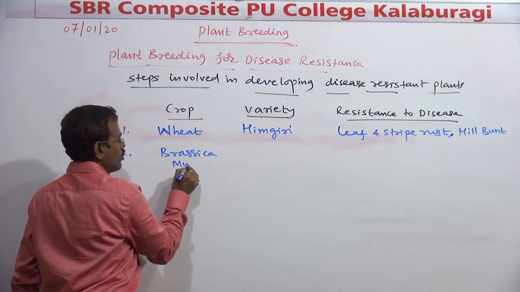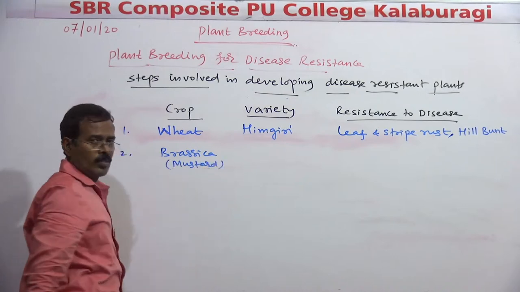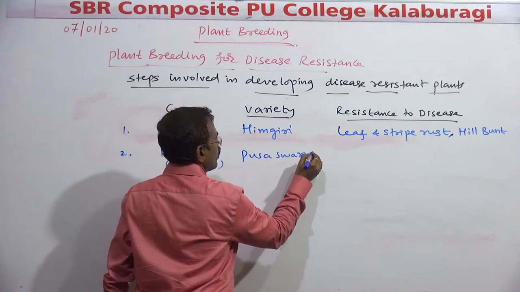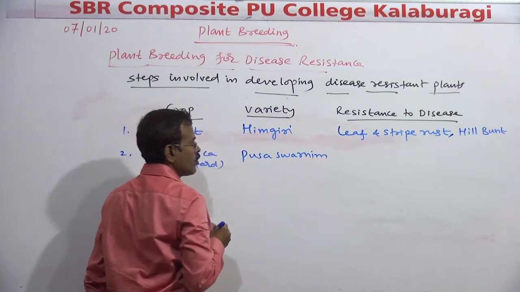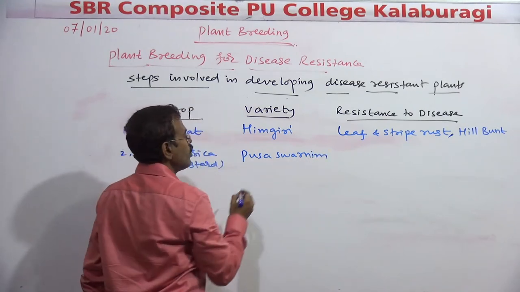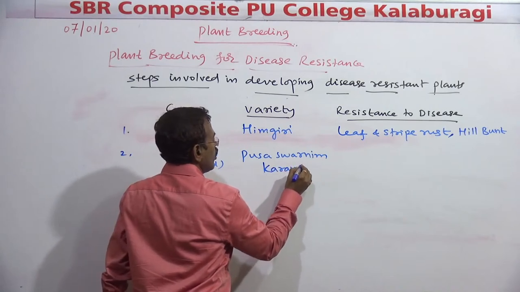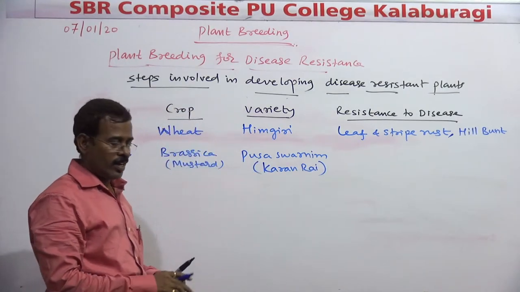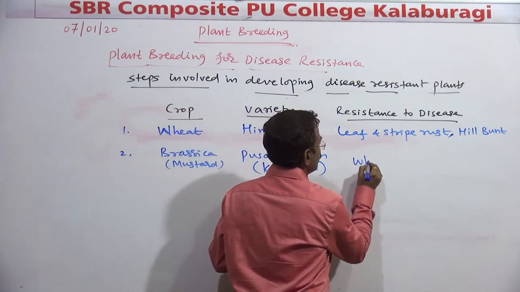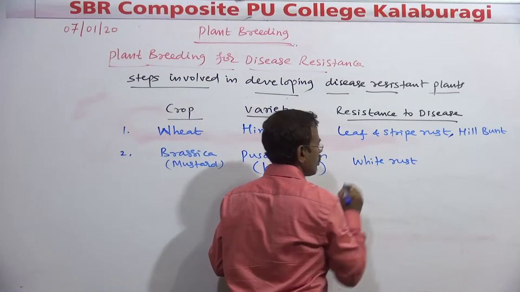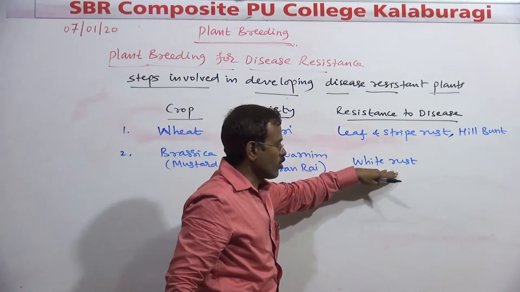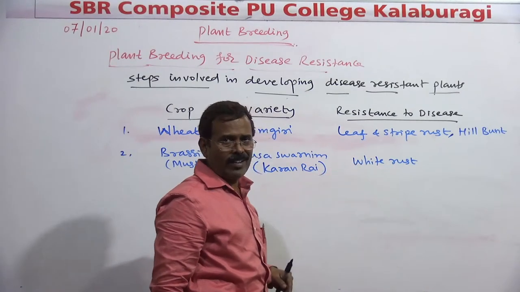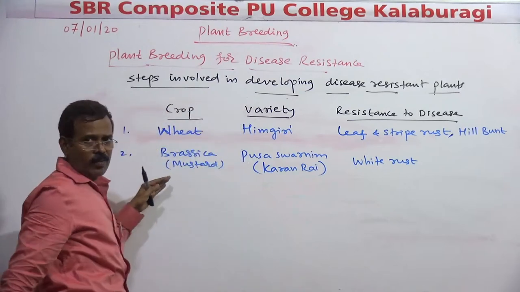brassica, that is mustard. The variety is Pusa Swarnim. It is referred to as Karan Rai. Pusa Swarnim is resistant to white rust. This is called a fungus. White rust, you know, Albugo candida, Cystopus candidus, that is going to come on white rust in crucifers. So this is the crucifer member, that is brassica mustard.